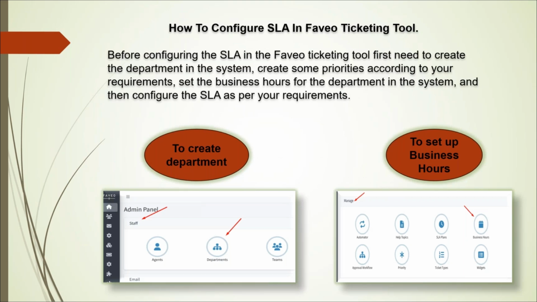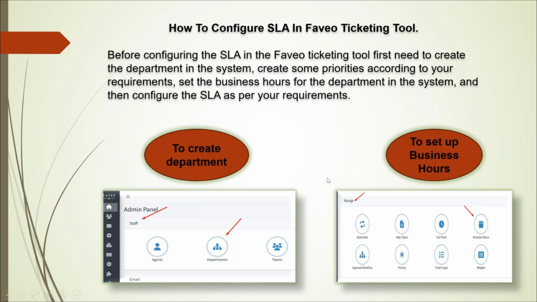Before configuring the SLA in the Faveo ticketing tool, first we need to create the department in the system. Create some priority according to your requirements, set the business hours for the department in the system, and then configure the SLA as per your requirement. To create the department, I have mentioned the screenshot, and you have to go first to the admin panel in the Faveo portal, and then go to the departments.